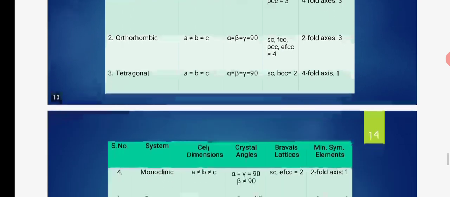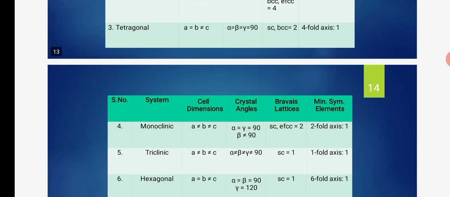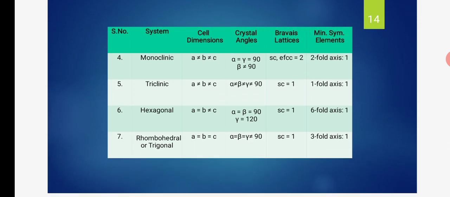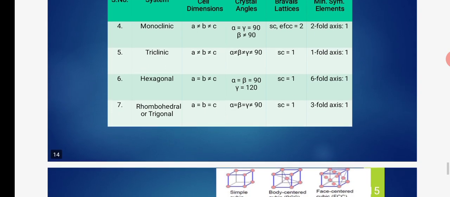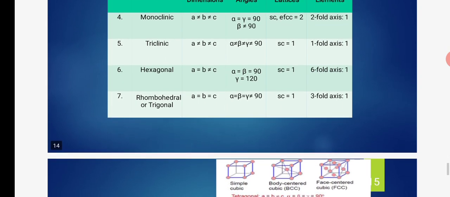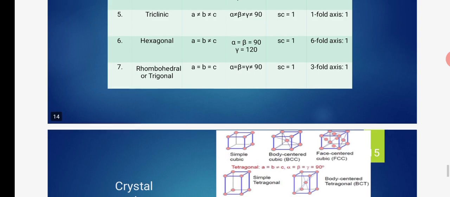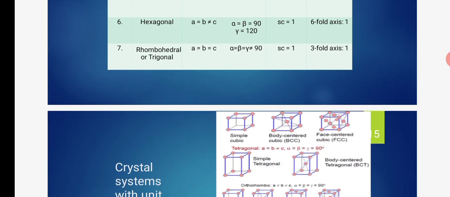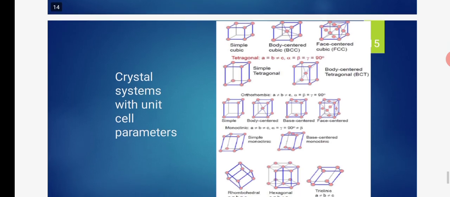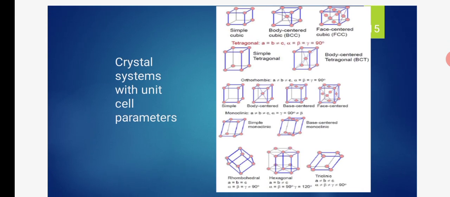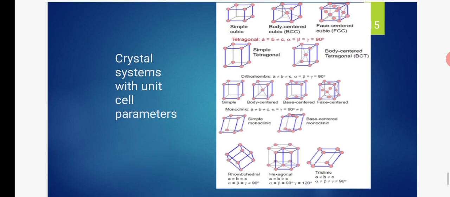Orthorhombic, then tetragonal, monoclinic, triclinic, hexagonal, rhombohedral or trigonal. So depending upon angle and length, these structures are existing, totally 7. In this slide, we can see how the structure looks like. Crystal systems with unit cell parameters. 7 main types. Thank you.